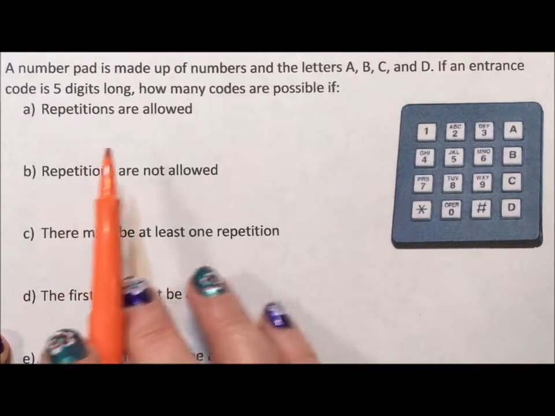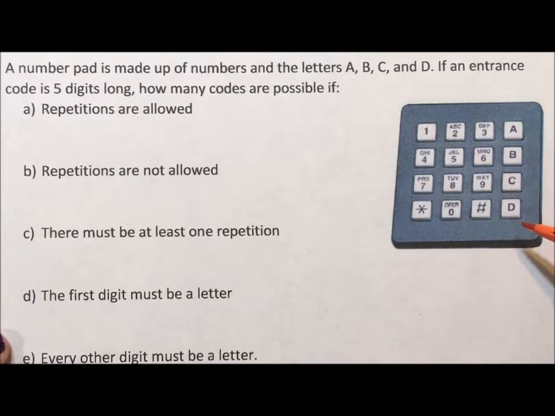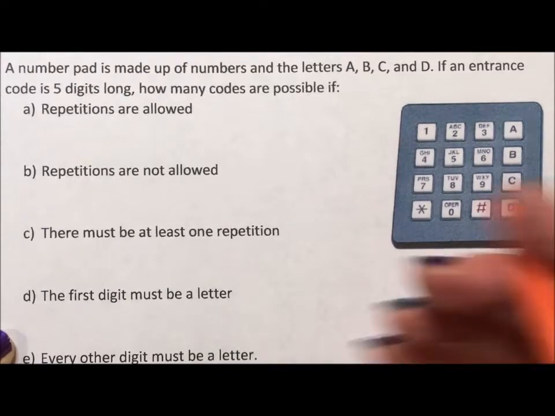All right, a number pad is made up of the numbers and the letters A, B, C, and D. If an entrance code is 5 digits long, how many codes are possible if repetitions are allowed? 66666.